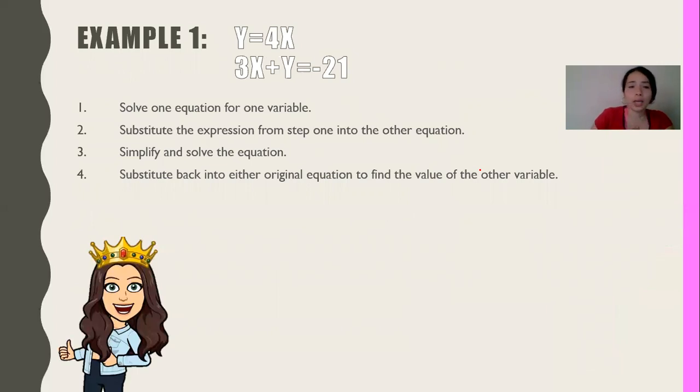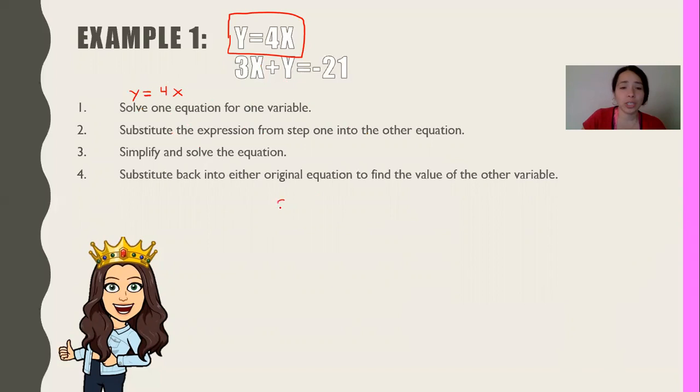All right, so let's look at question number 1. It's example 1: y equals 4x, 3x plus y equals negative 21. So the first step is to solve one equation for one variable. We have to make sure that we have a y equals something. They already do it for us. We don't even need to figure it out ourselves. We already have a y equals. Okay, so we already have an equation with one variable. Now it says substitute the expression from step 1, which is this, into the other equation.